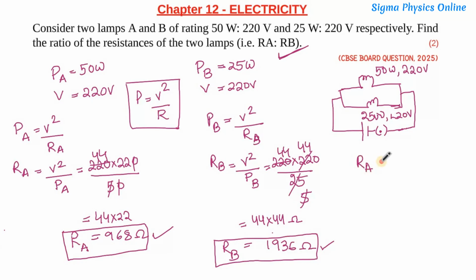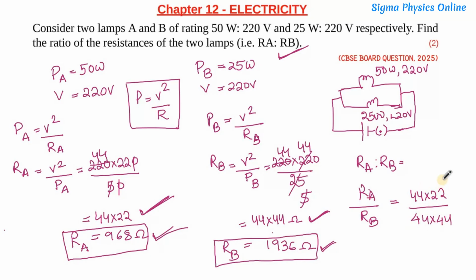Hence RA is to RB we have to find out. So RA by RB is equal to, either we can write 968 by 1936, but I prefer to write the simplified number, that is 44 into 22 by 44 into 44, because it will help me to calculate the values easily. So I write here RA is 44 into 22 by 44 into 44. So 4 cancels, 44 into 2, that is 1 by 2.